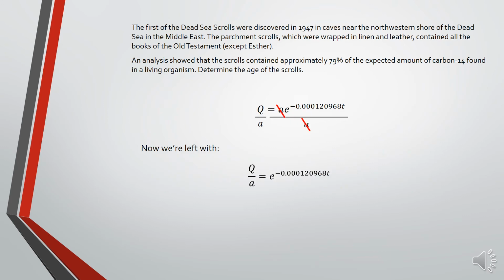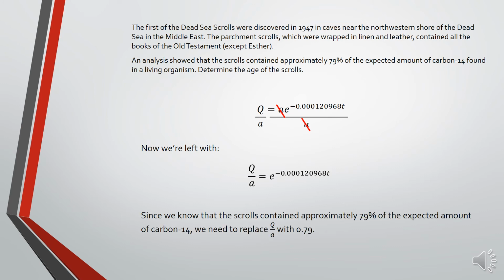Now, similar to what we did last time, we're left with Q divided by A equals E raised to the negative 0.000120968 times T. Now we're going to replace the Q of A with what we know about how much carbon was left in the organism.